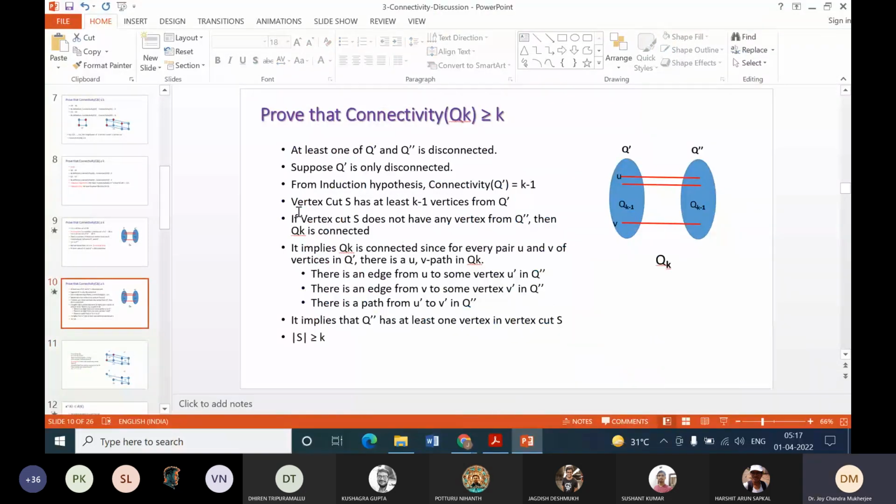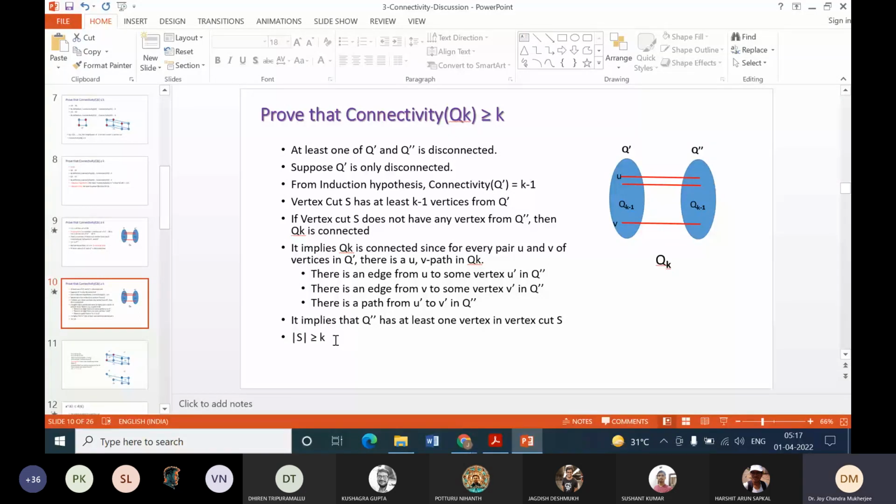If vertex cut S has at least k minus 1 vertices from Q prime, and if vertex cut S does not have any vertex from Q double prime, then QK is actually connected. Why is it connected? That is being written here. So it implies that Q double prime has at least one vertex in the vertex cut S. So the size of mod S will be k minus 1 plus 1, that is k. So at least greater than or equal to k.